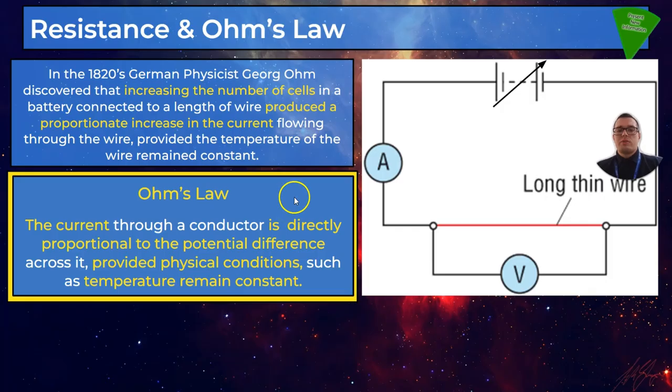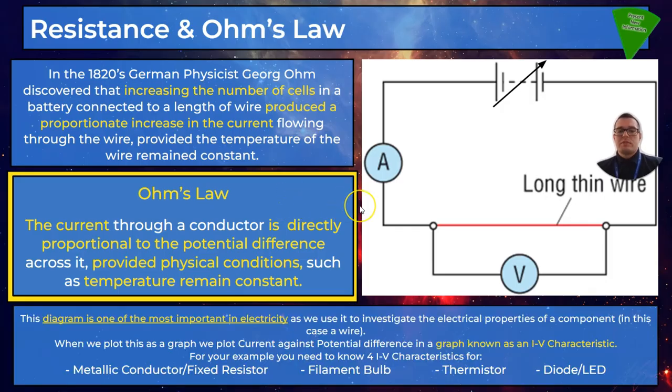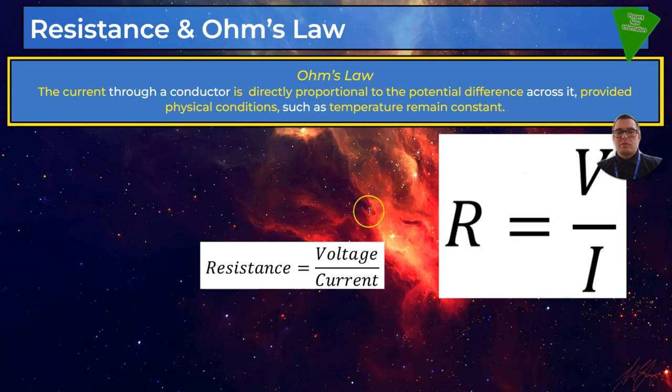Okay, so when we do that, we can determine Ohm's law, which you've already seen as an equation, but Ohm's law in words is that current is directly proportional to potential difference, provided physical conditions like temperature remain constant. In other words, Ohm's law only applies when we maintain constant resistance. And you have to be able to do graphs for this for, as I've said, a fixed resistor, a bulb, a thermistor, and an LED or diode, which I'll show you in a moment.